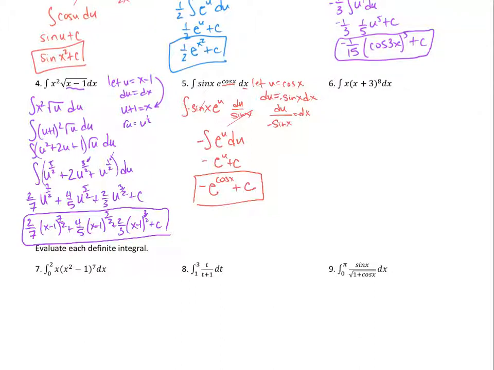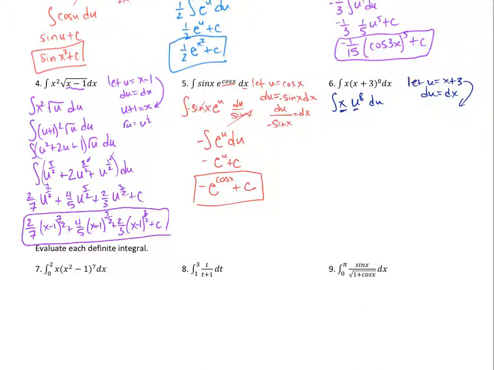Let's change the pen color real fast, and we will let u equal x plus 3. So that means du equals dx. And let's make our substitutions. So we've got the integral of x times u to the 8th, and this is just a du. Again, we have an issue. We've got x's and u's. So what can we do?